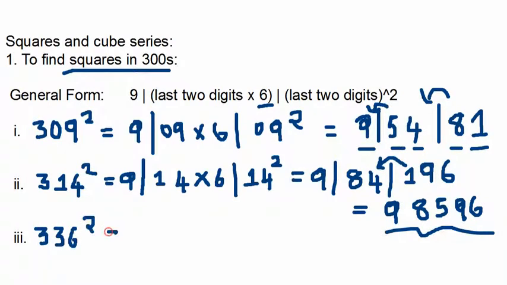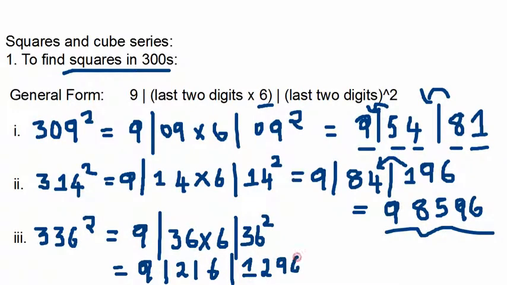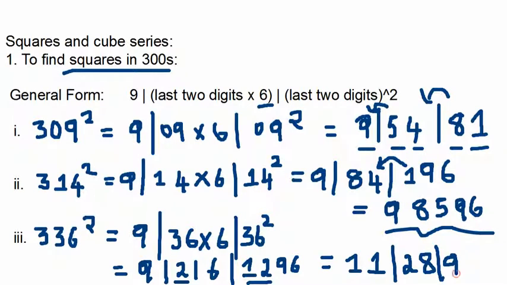Let us take another example, 336 square. Once again 9, take a pause, last two digits are 36, 36 into 6, then we square the last two digits. So we get the answer as 9, 36 into 6 is 216, and 36 square. Please watch the previous videos, it will be really helpful for you. So 36 square is 1296. We get the final answer as 112896. Really helpful while doing simplification problems.